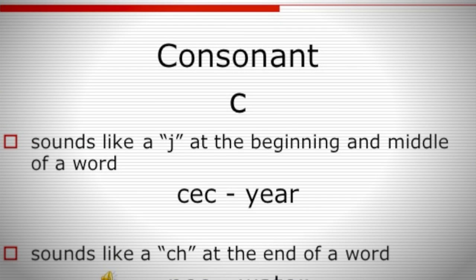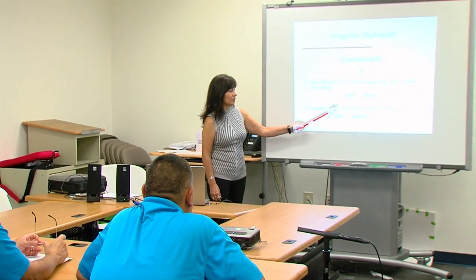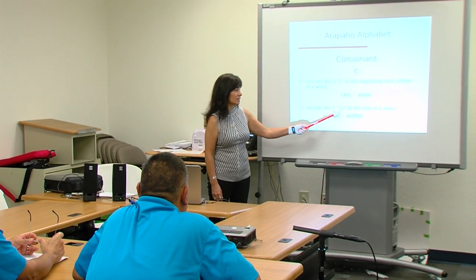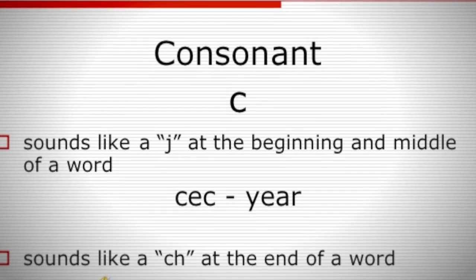C sounds like a J at the beginning and in the middle of a word. And this is a perfect example right here. It means year, jetch. The C at the beginning, jetch. Now at the end of the word, it's more of a CH sound. That's where you get that ch.